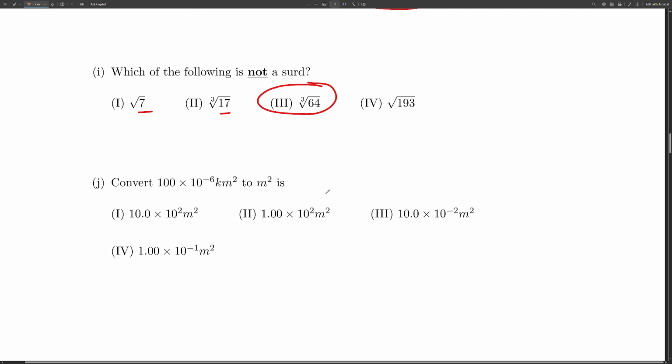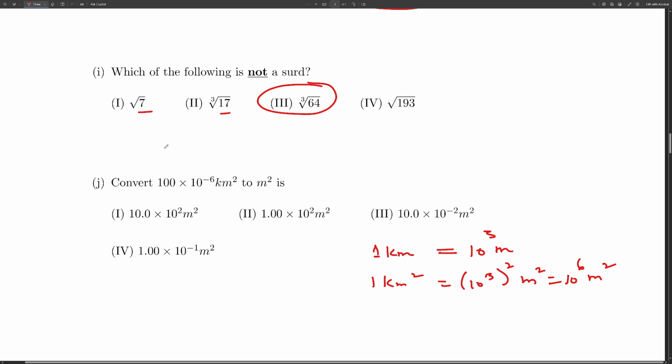And lastly, for J, convert this 100 by 10 to the negative 6 kilometers squared to meters squared. So again, how much is 1 kilometer in meters? It's 10 to the power of 3 meters. So how much is 1 kilometer squared? We could square the whole thing. So 1 kilometer squared is going to become this thing all squared. So it's 10 to the power of 3 all squared meters squared, which is equal to 10 to the power of 6 meters squared. Right, so now I have the units.